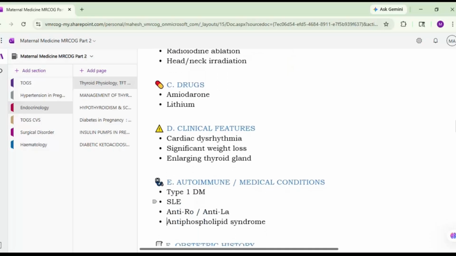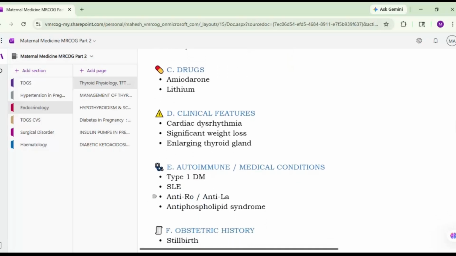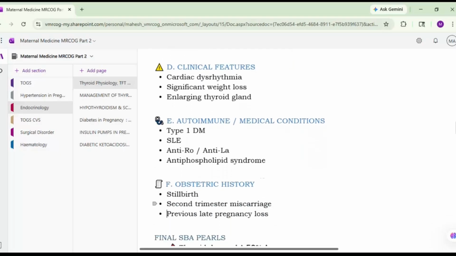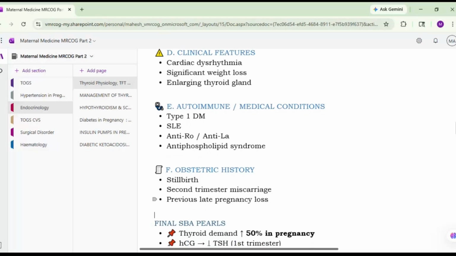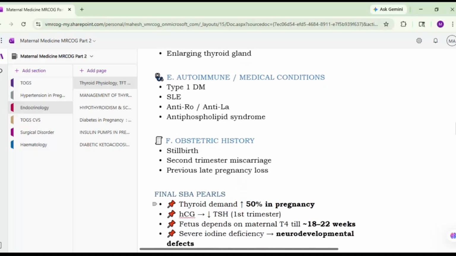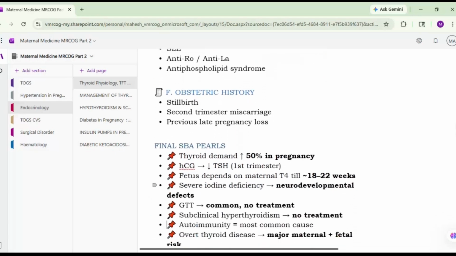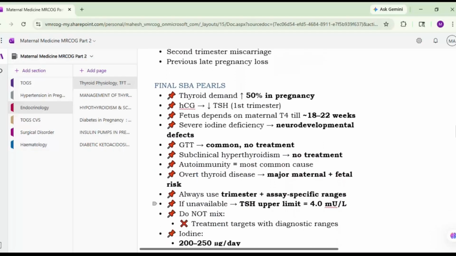Then clinical features, such as she presents with cardiac dysrhythmias, significant weight loss, or an enlarging thyroid gland. Then autoimmune and medical conditions such as type 1 diabetes, SLE, anti-Ro, anti-La positive, or antiphospholipid antibody syndrome. We will be testing these ladies for thyroid. Then obstetric history such as stillbirth, second trimester miscarriage, or previous late pregnancy loss is again an indication for testing for the thyroid.